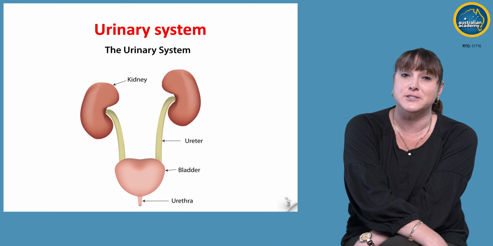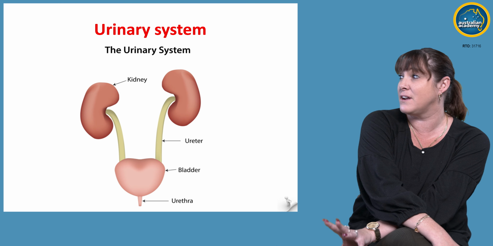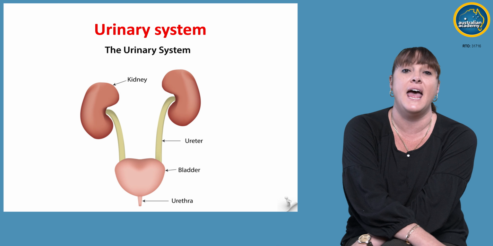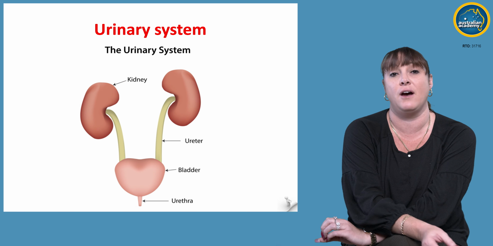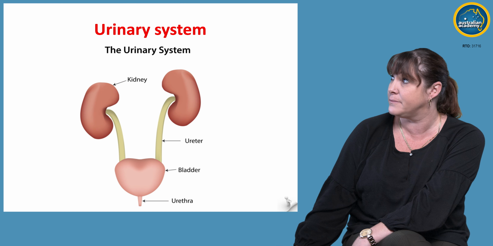Speaking of waste, we're going to talk about the urinary system. So this includes our kidneys, urethra, and bladder, and how that function works and how it filters through what we do and what we don't need in our body and expels it.